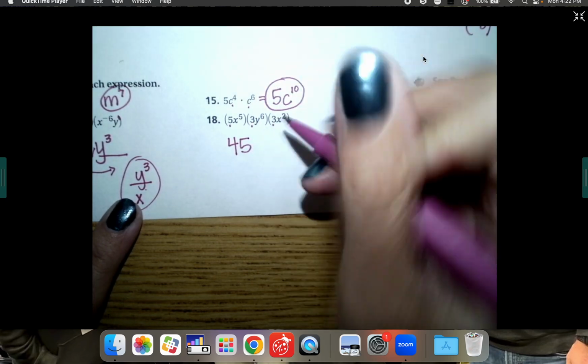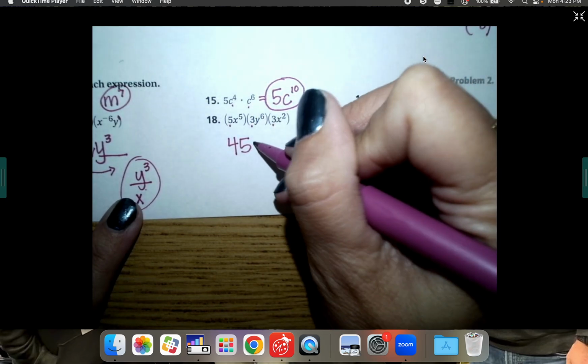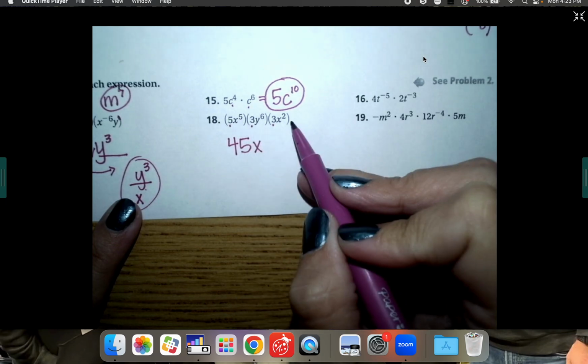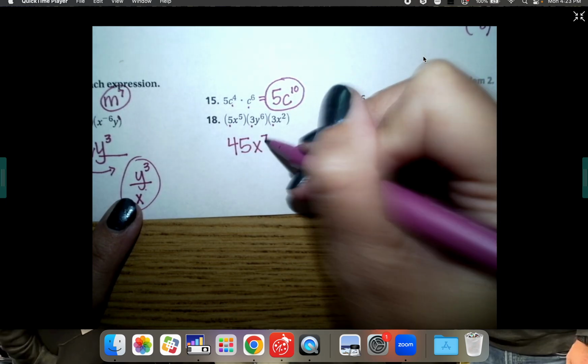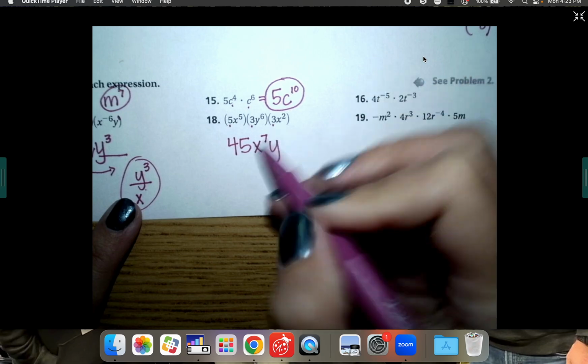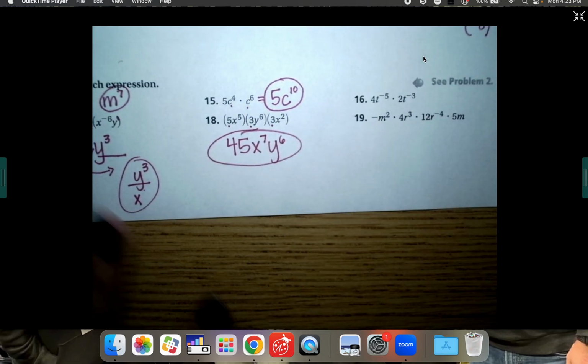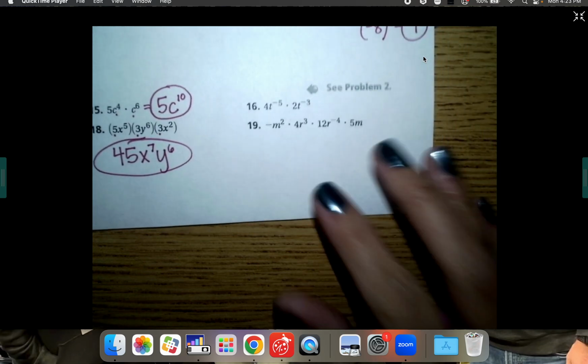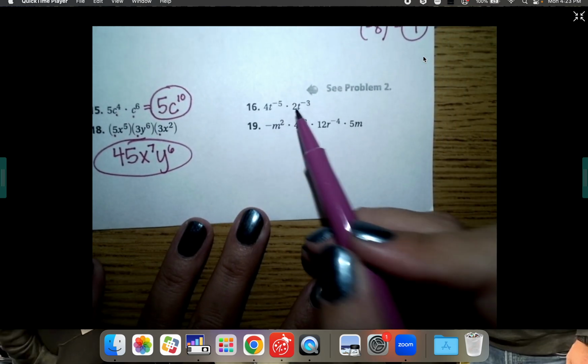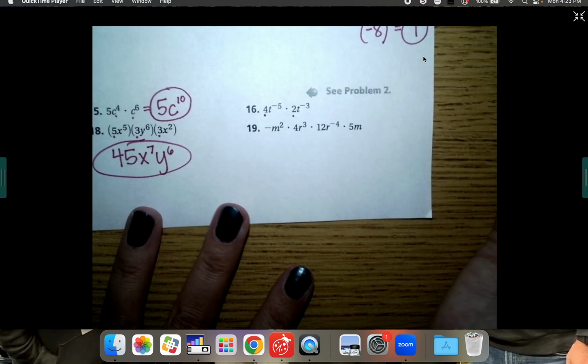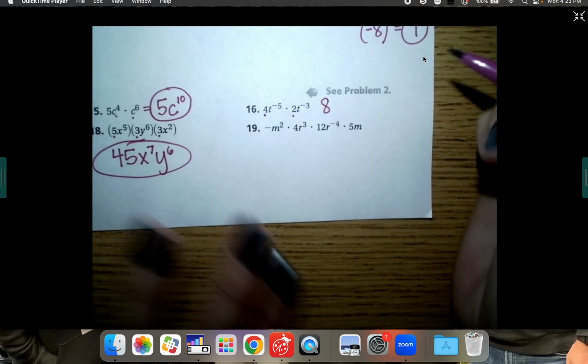And then we're going to go alphabetically. X comes before y. So x, 5 here and 2 more here is total of 7. Then we can stick our y on there and it's the 6th. And that's all we've got. So that's it. Last two. Look at our coefficients first. We're going to multiply the 4 times 2, which is 8.